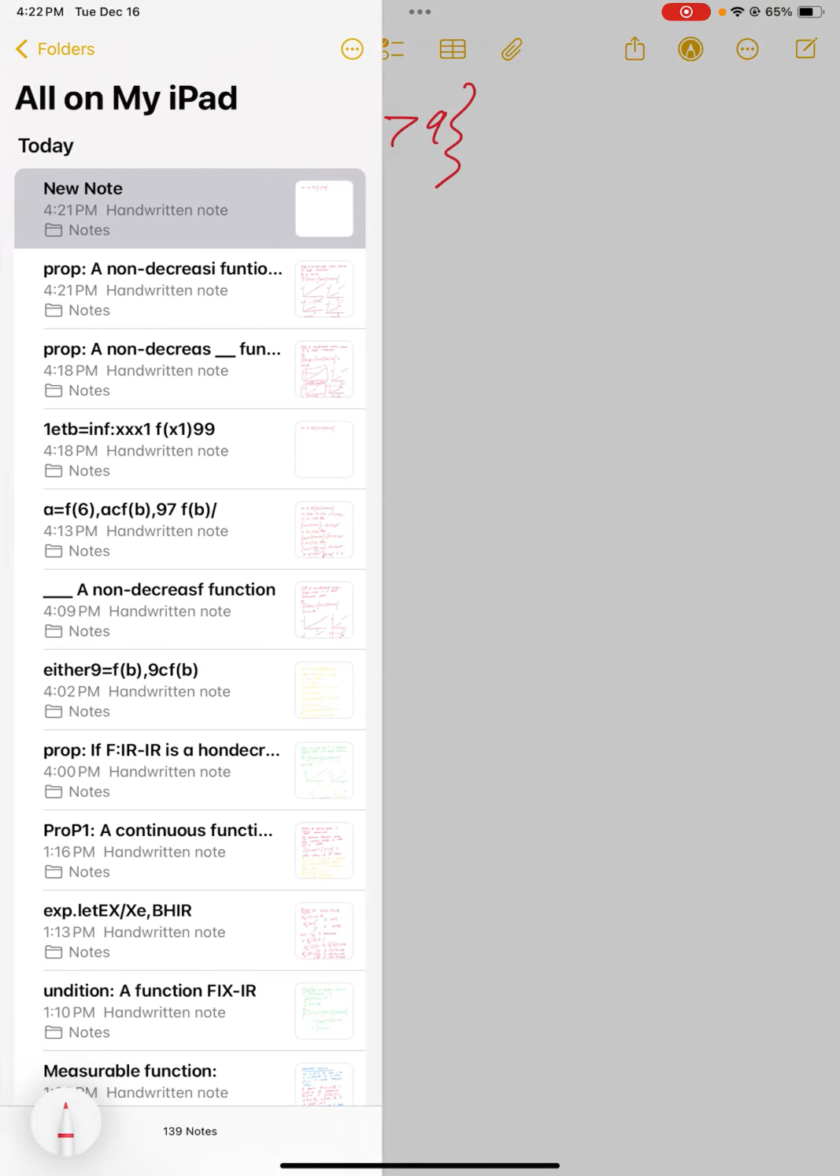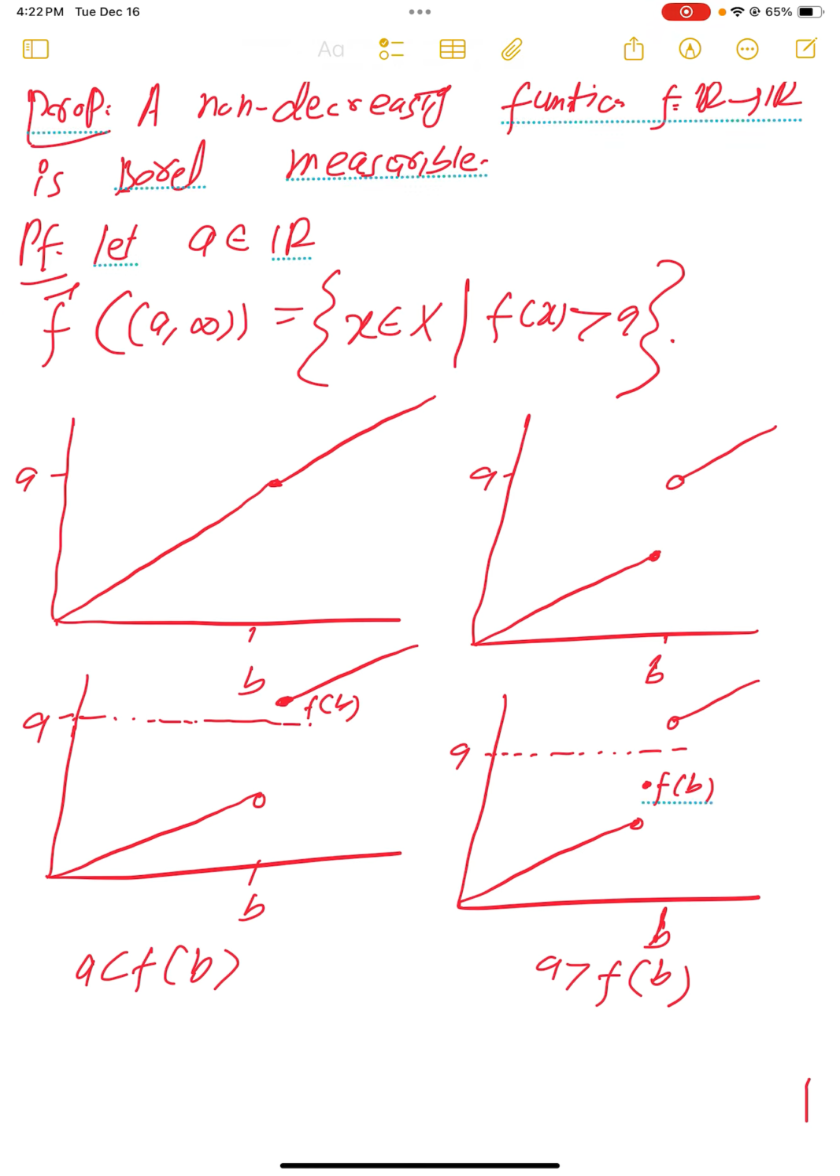Okay, so now let's prove. The proof is very easy. Let b be the infimum of the set where f is greater than a. This set represents the values of the domain where the function is greater than a. Now we saw that in the case of the third figure, a is equal to f of b.